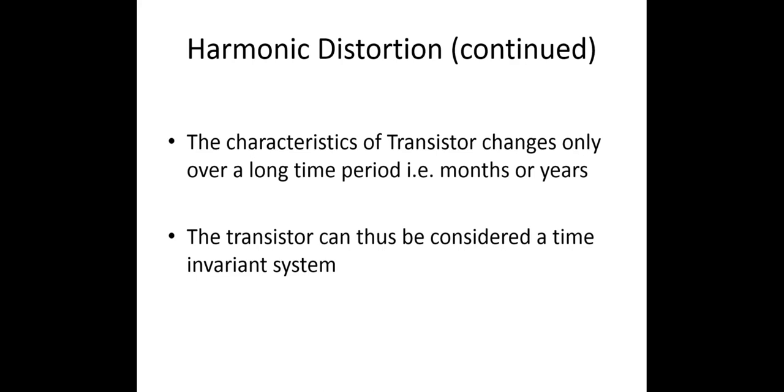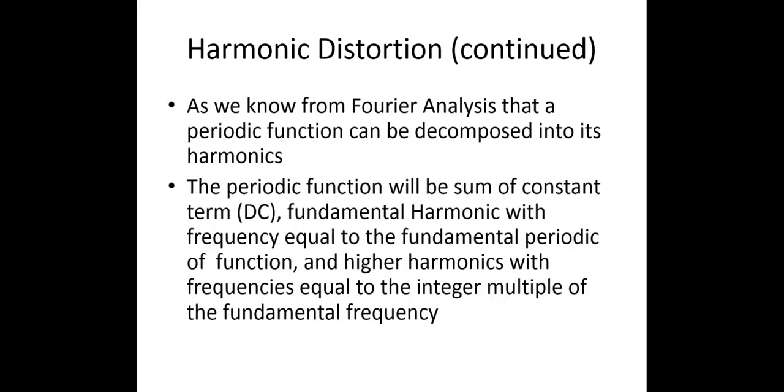So in our case, we can consider our power amplifier circuit to be a time invariant system, and we can perform Fourier analysis on our output signal by assuming it to be a periodic function of time. Now once we have established that the output will be a periodic signal, we can proceed with Fourier analysis of this signal.